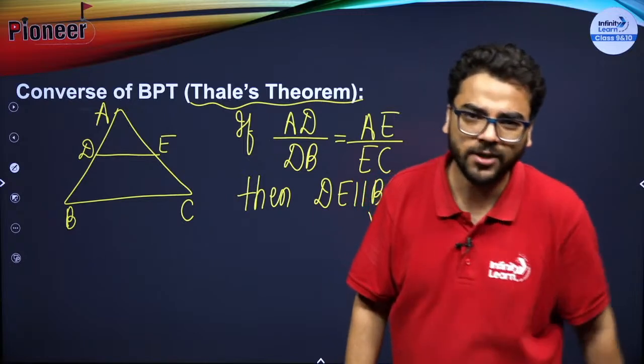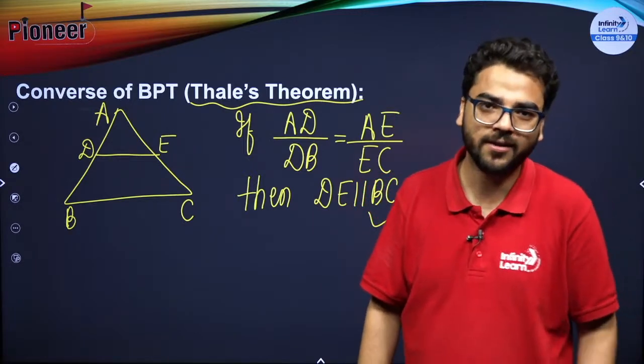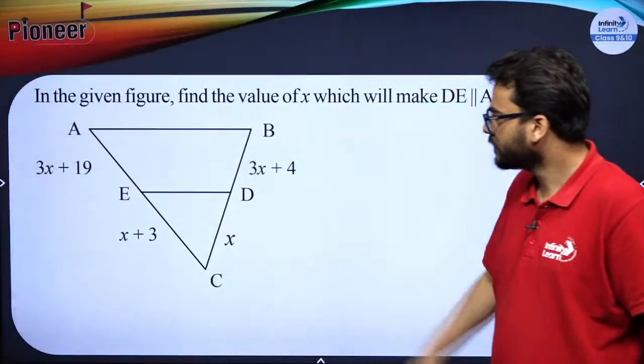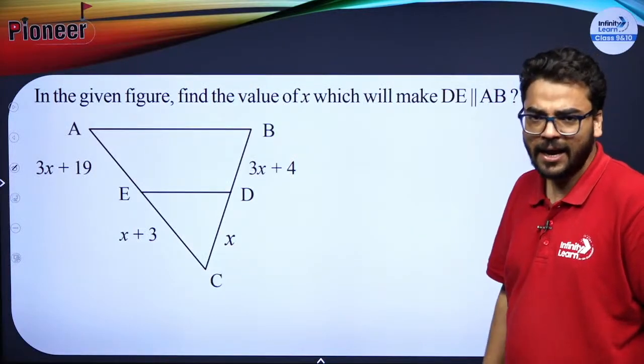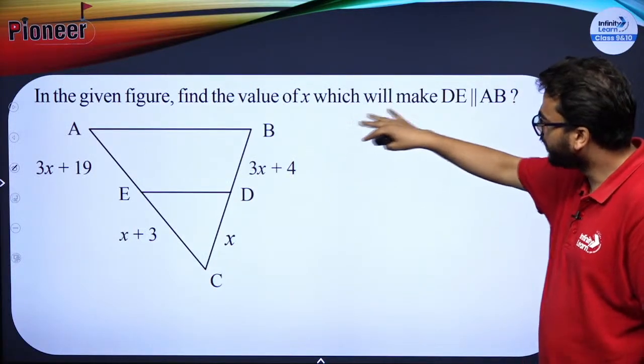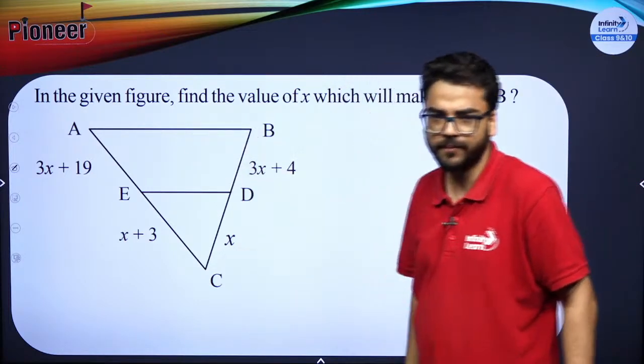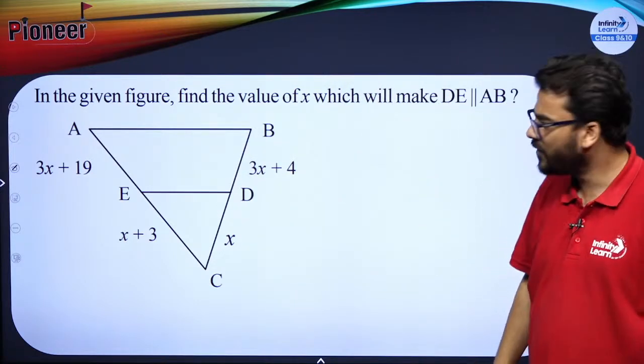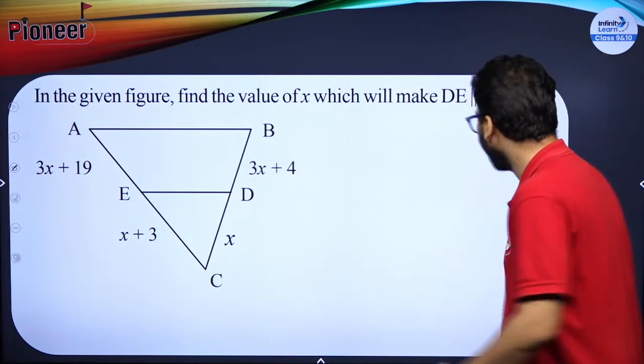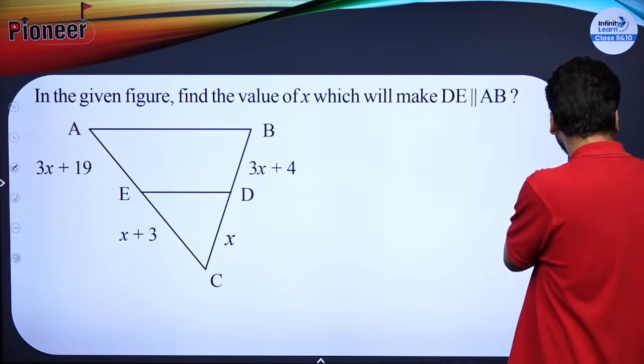Now let's do some questions on the basis of this theorem. So let's do this one. It is given in this figure that you have to find the value of x which will make DE parallel to AB over here. Can you try doing this question, guys?